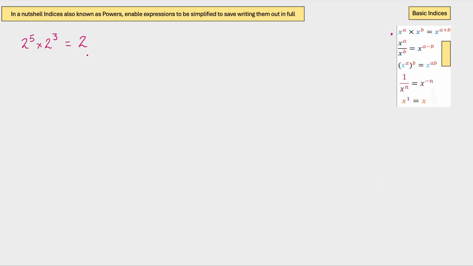So this then becomes 2 to the power of 8. Okay? Next, 3 to the power of 8 times 3 to the power of 2. They're the same, so we're going to stick to 3. 8 plus 2 equals 3 to the power of 10.